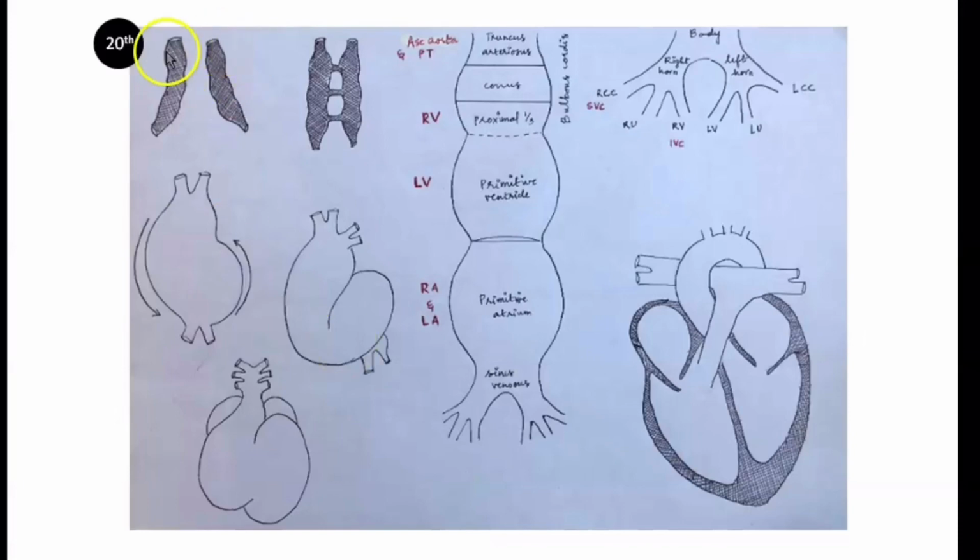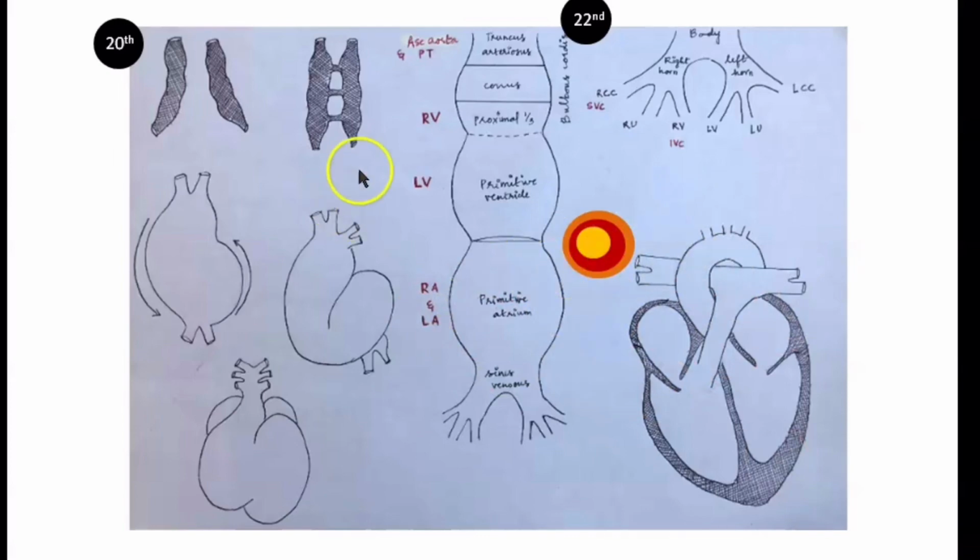So, by the 20th day, you have the formation of 2 endocardial tubes which will merge to form a single endocardial tube. And by the 22nd day, you will have a single endocardial tube. Now, the endocardial tube is a 3-layered structure. You have the innermost layer which will form the future endocardium. You have a middle layer which is also called the cardiac jelly, which will help in the formation of septums. Then you have the outer layer which is the myoepicardial mantle, which will form the future myocardium.